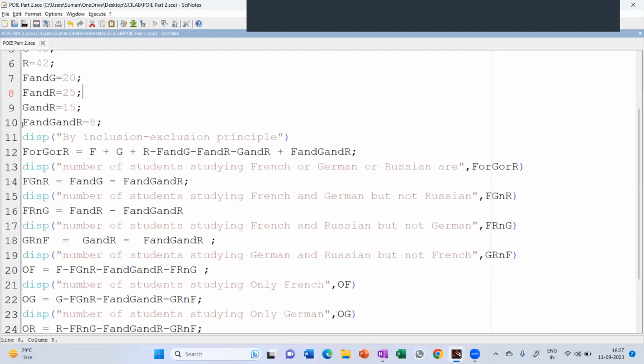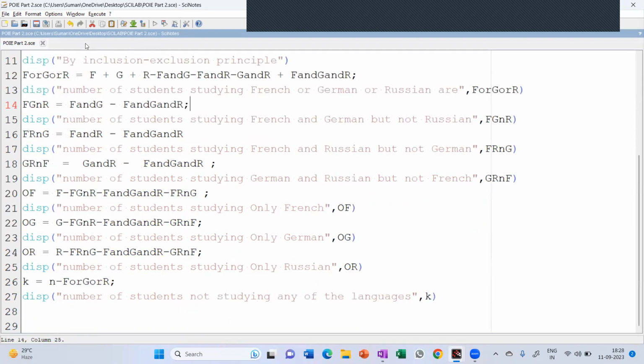And the last variable name is F and G and R, which stands for the students who have taken all three languages. For that, I have taken the variable name as F and G and R. Now we'll focus on our question.